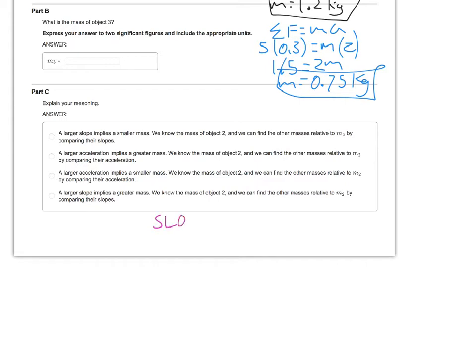And I'm going to just write this down again, the fact that slope is equal to 1 over the mass of the object, because that's going to play a role here. So the first response is a larger slope implies a smaller mass. That is true based off of what we know about the slope itself. The next two are about solving it by comparing accelerations. Those are not true. And the last one, a larger slope implies a greater mass. That's also not true because it's actually the opposite. A larger slope implies a smaller mass. So this one would just be that first response there.